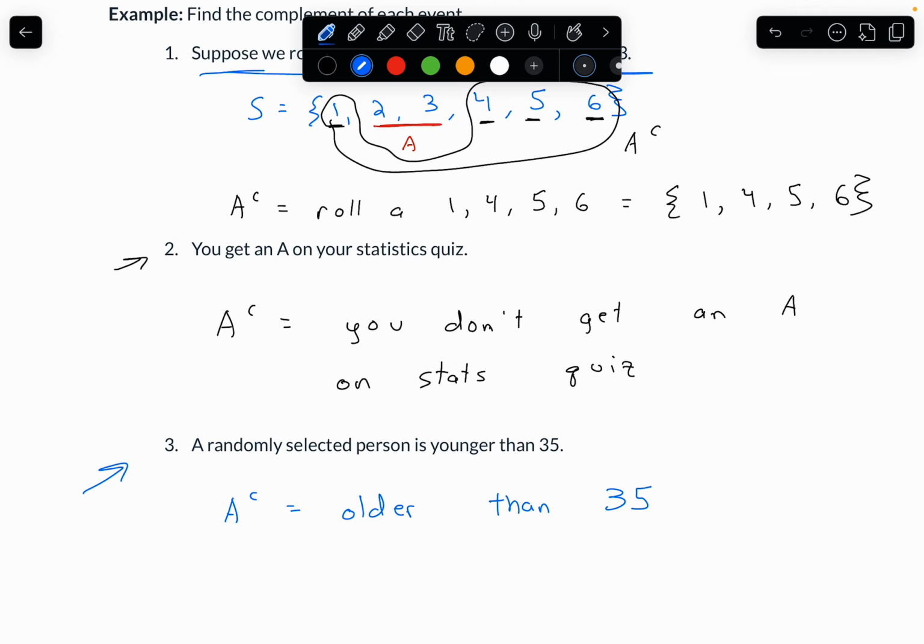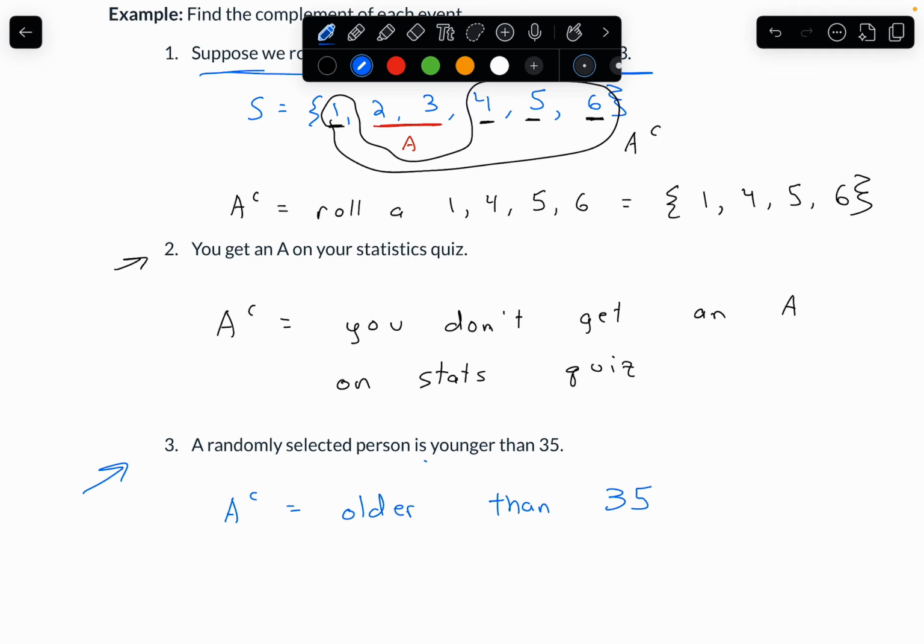which unfortunately is not the correct answer. Again, pause the video and think about why isn't this the complement? What's missing from this? If you stop and think about it, one of the things I just mentioned in the second example is that between an event and its complement, it needs to cover every single possibility.